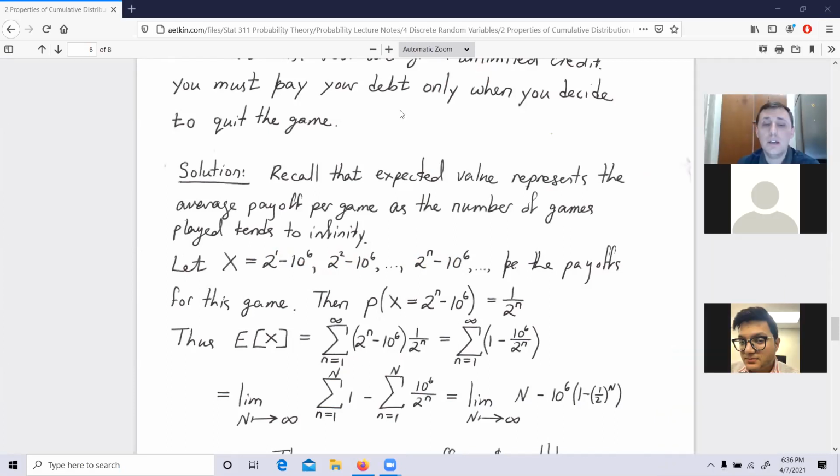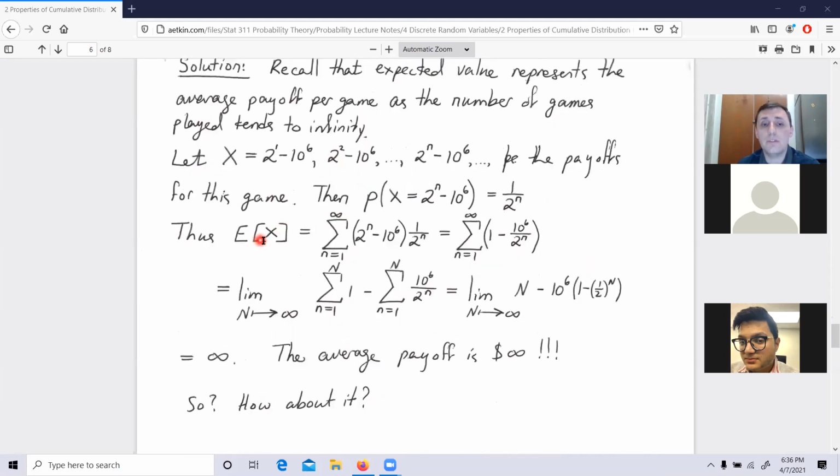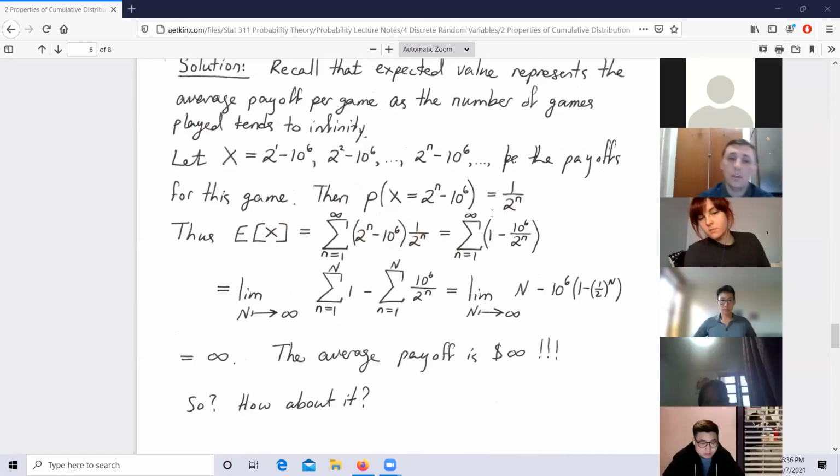So then what's the expected value? The expected value is 2 to the n minus 10 to the 6 times the probability of getting that payoff. What's the probability of getting 2 to the power of n dollars? It's 1/2 to the power of n. Do you agree? Because first is tail, probability is 1/2. Second is tail, probability is 1/2. All the way to n minus 1 throw of the coin is tail, and then the last is head. So it's 1 divided by 2 to the n.